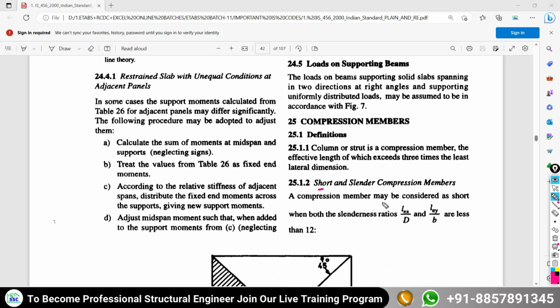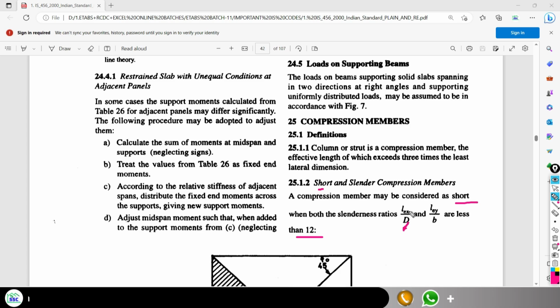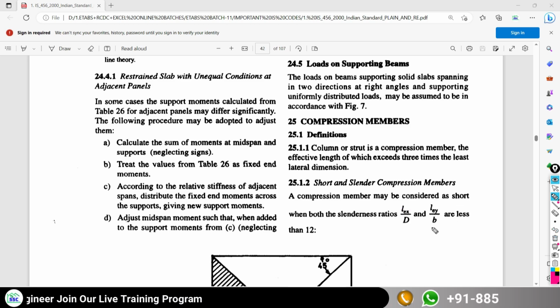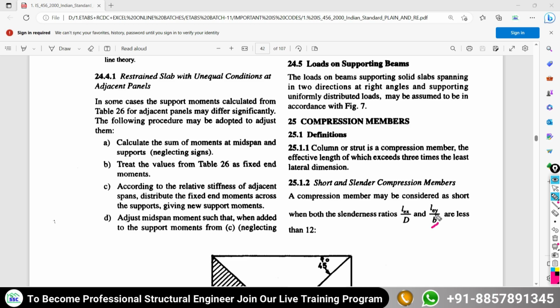A compression member may be considered as a short column when both the slenderness ratios are less than 12. We are going to see this ratio, effective length of the column about x-axis divided by overall depth. We have to check whether it is more than or less than 12, and also the effective length about the y-axis divided by overall width of the column, whether it is more than or less than 12.